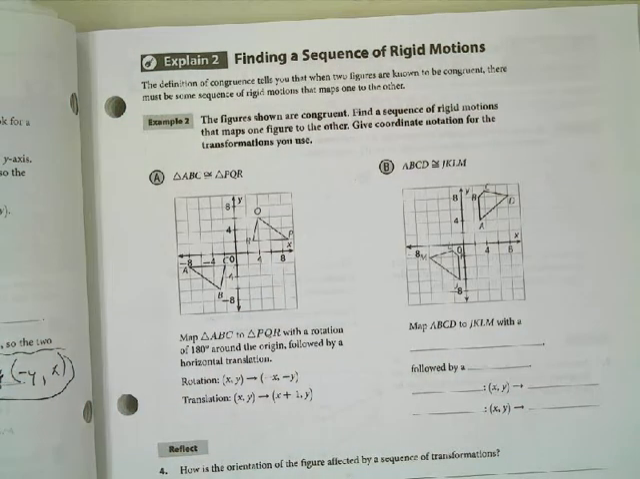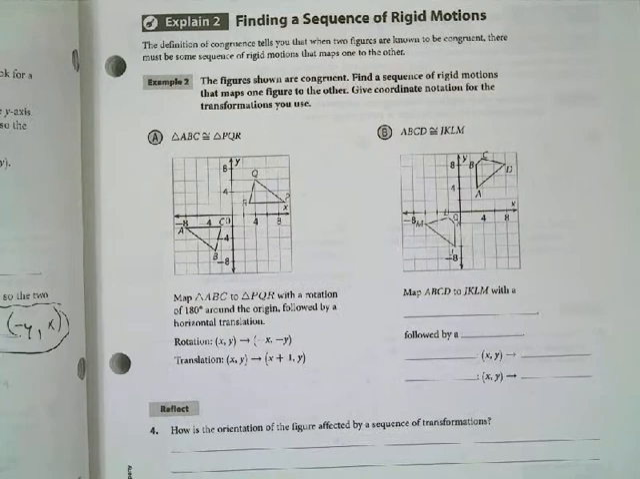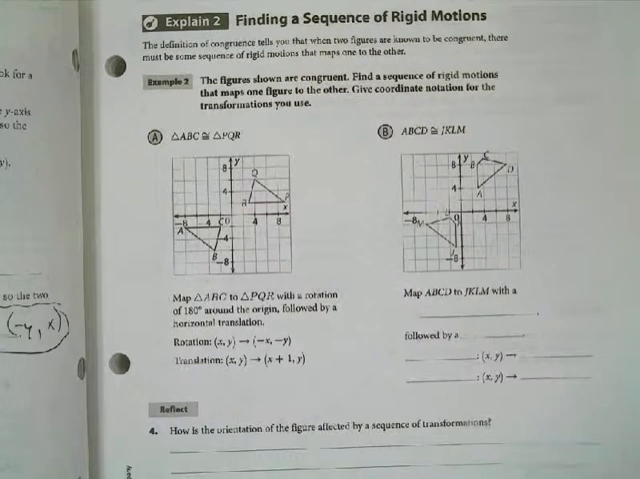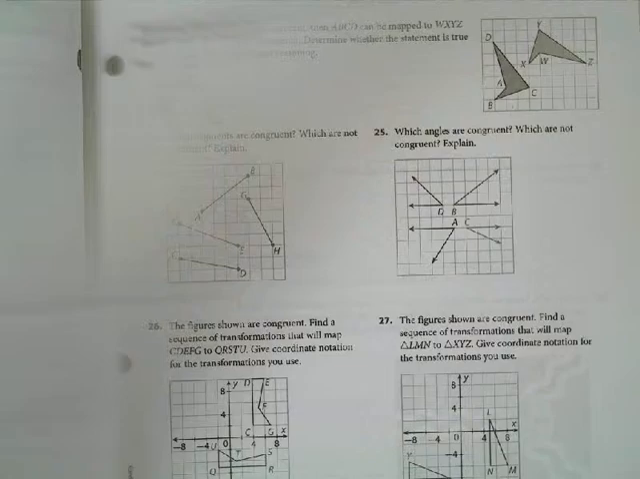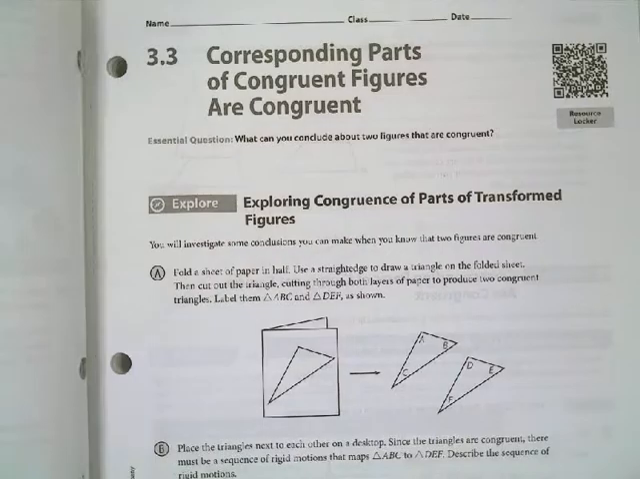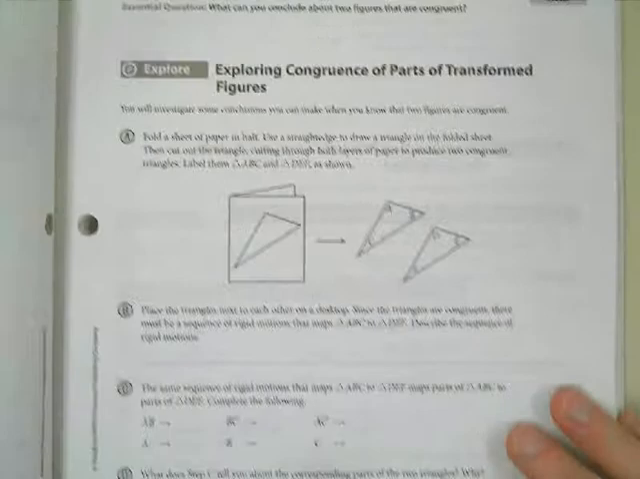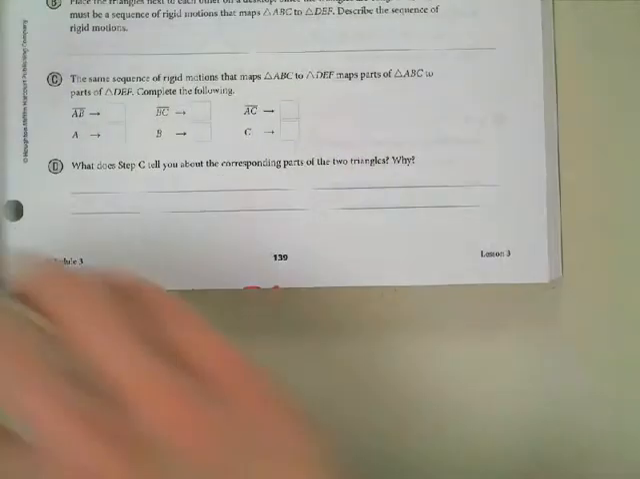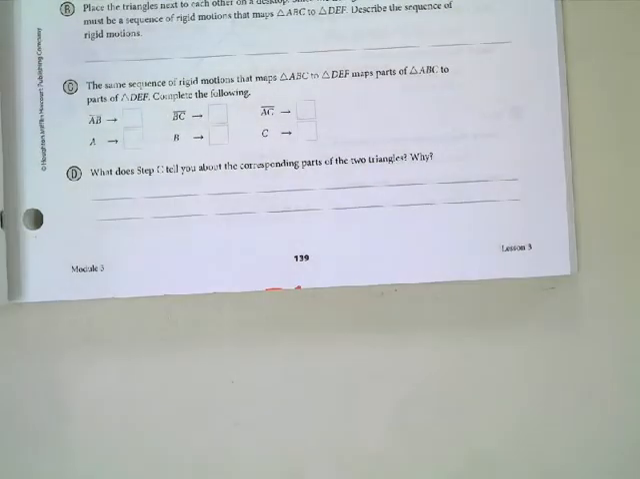All right, we won't spend any more time on that. Let's skip on to another section here. I want us to go to page 139. Okay, so page 139. So now we have the idea of congruent figures here. We're going to talk about the corresponding or matching parts. Once we know the two figures are congruent, what can you conclude about two figures that are congruent?